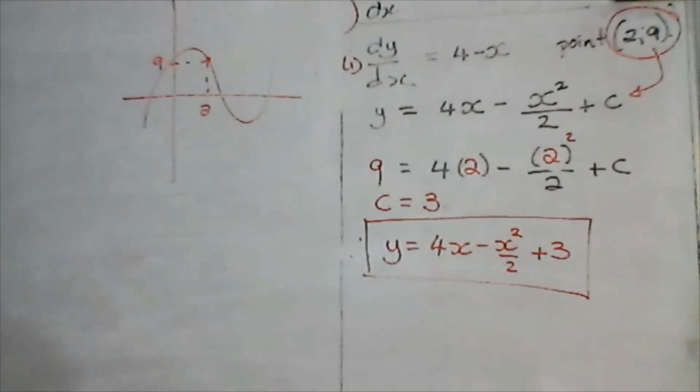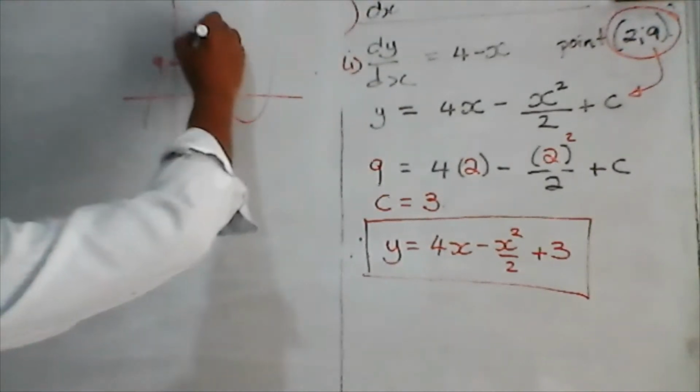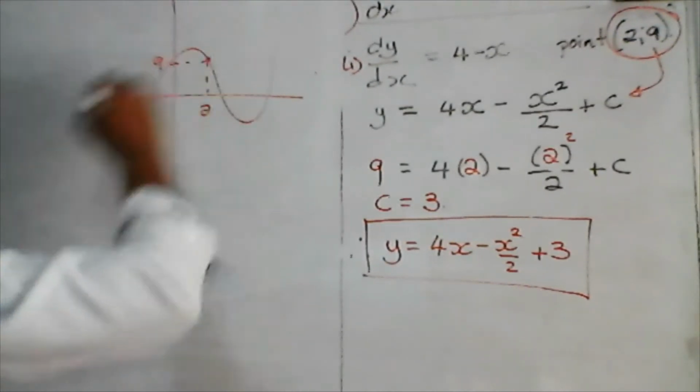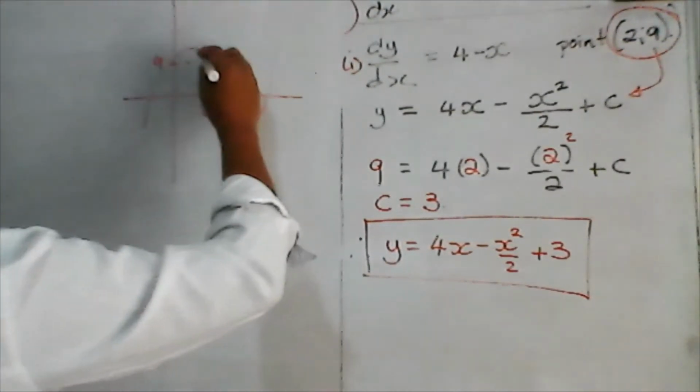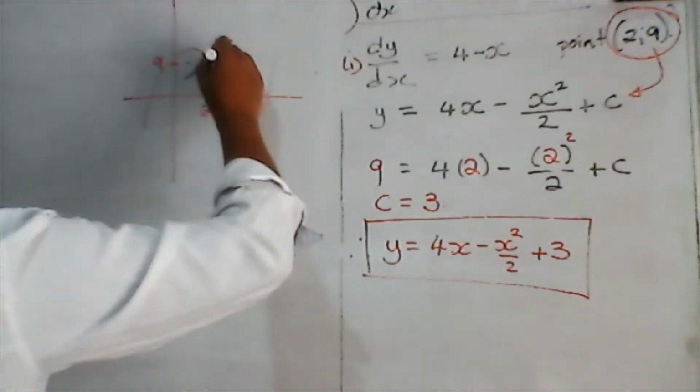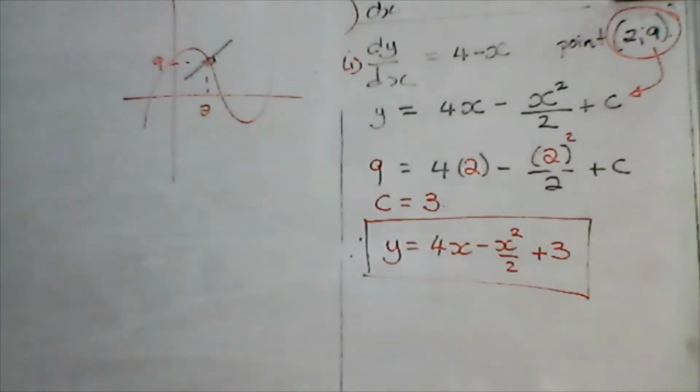You want to find the equation of the normal to the curve at P. In other words, you want to find the equation of a line that intersects the curve at that point P at 90 degrees.